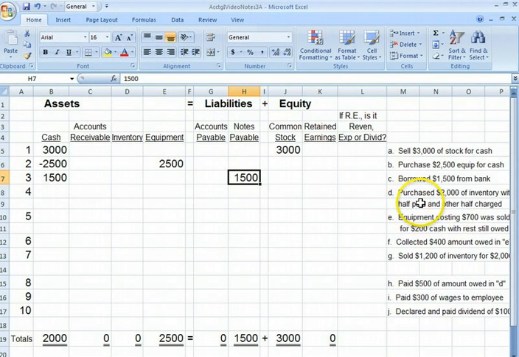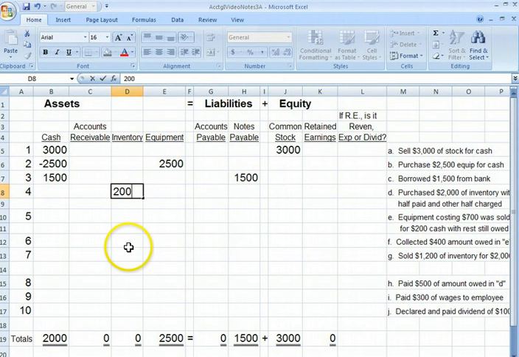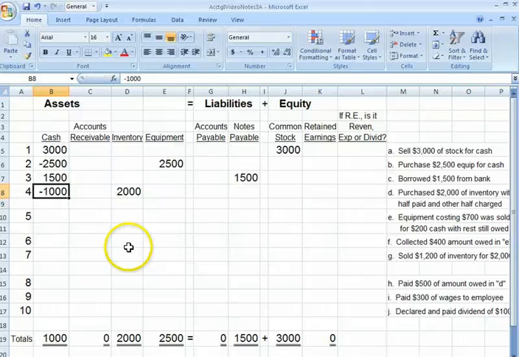Transaction D, purchased $2,000 of inventory with half paid and the other charged. What did I get? I got inventory. So inventory goes up by the historical cost of the items I purchased. That is $2,000. I paid half, which means cash is going to go down for half of $2,000, which is $1,000. And I owe the other $1,000 to this vendor who I've purchased the inventory from. Vendors generally are not going to charge us interest, so the amount that I owe them is going to go over here in the accounts payable column.